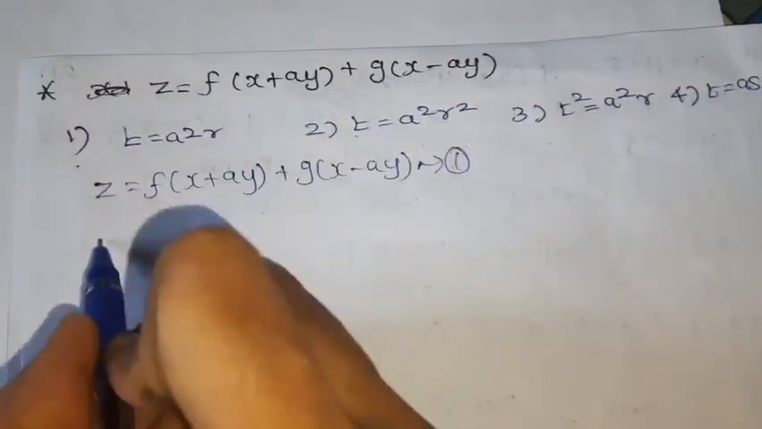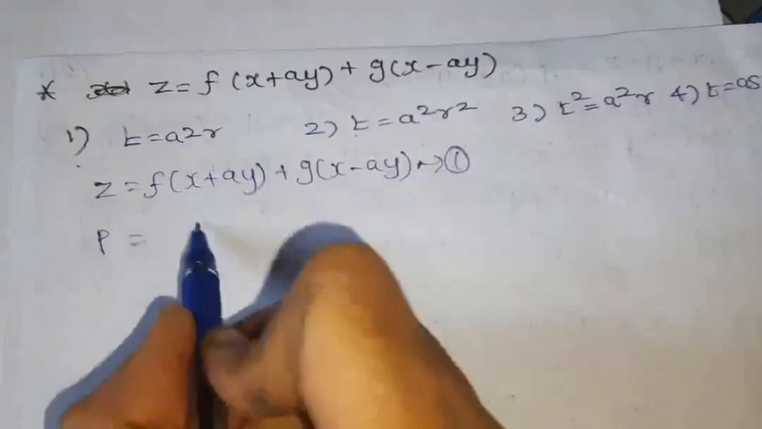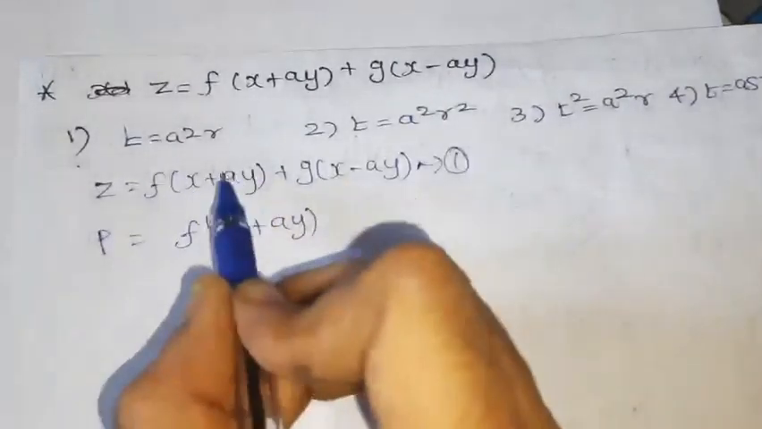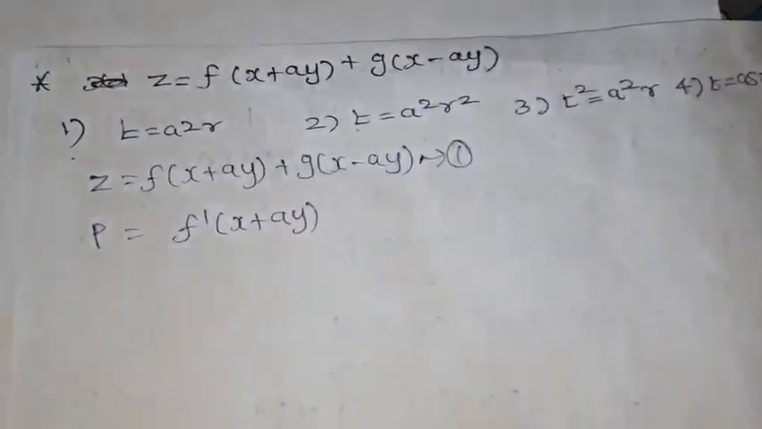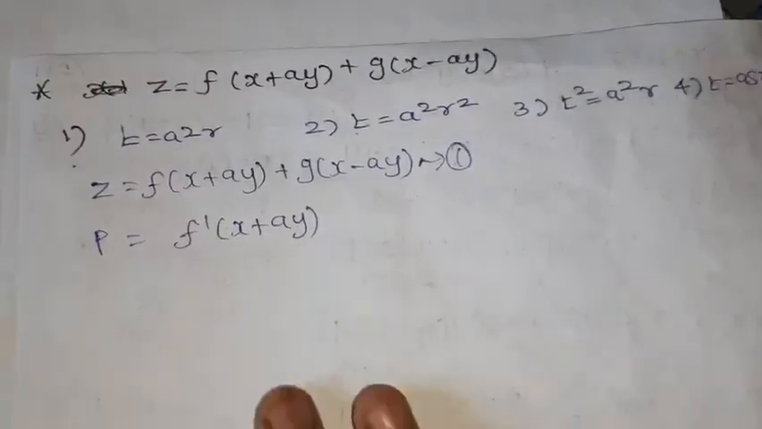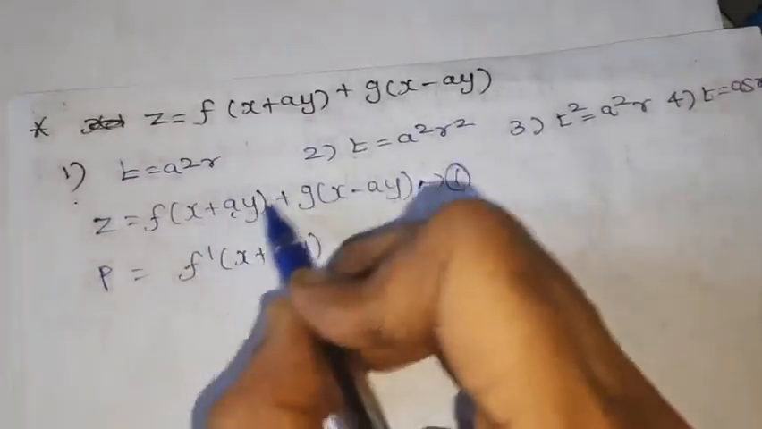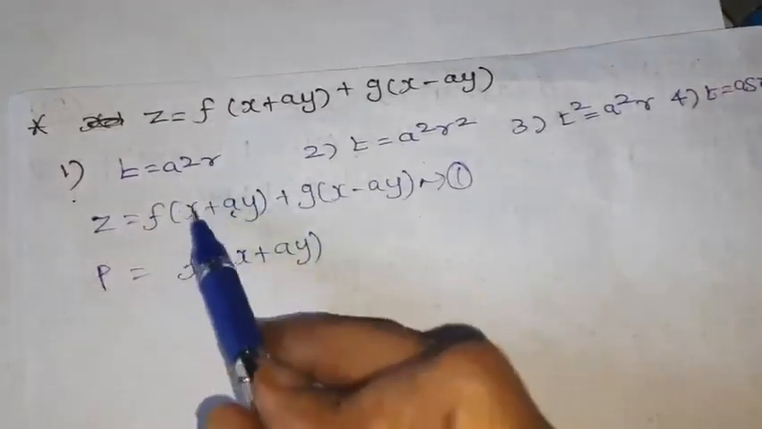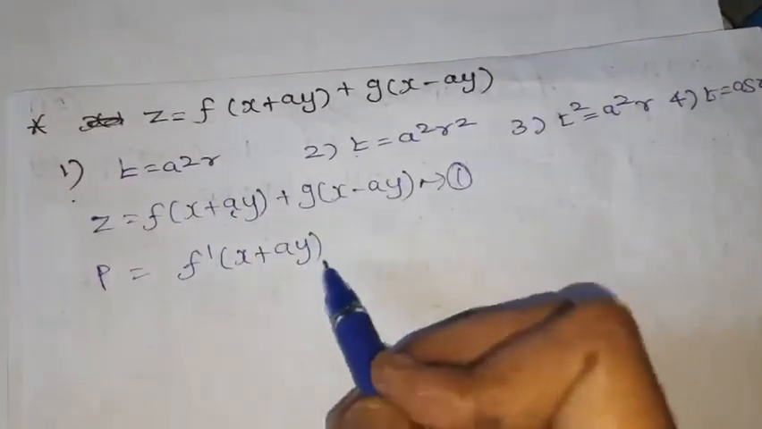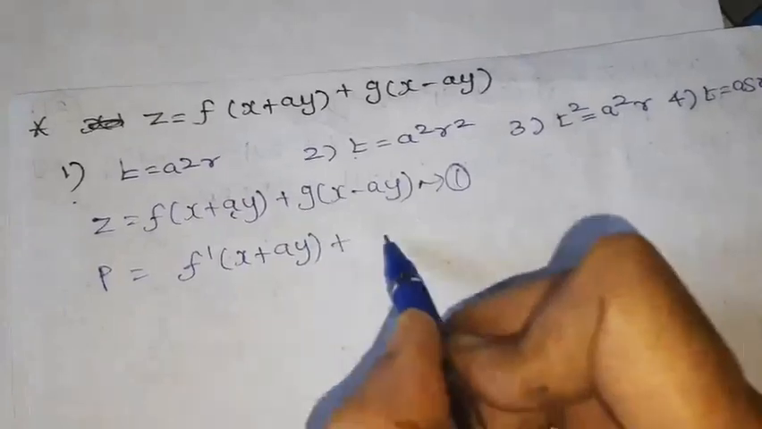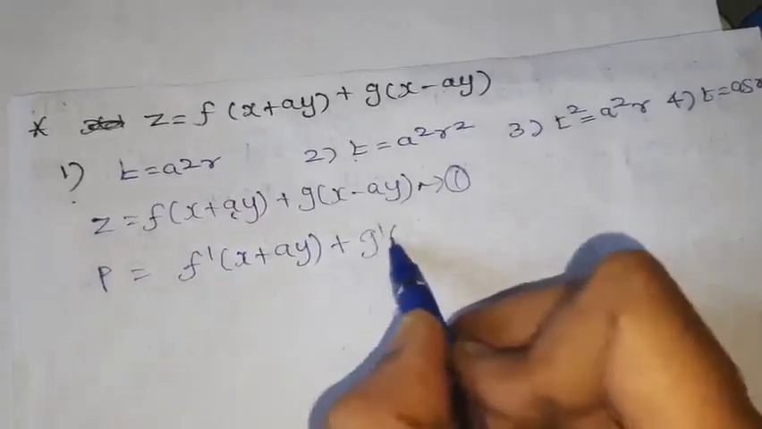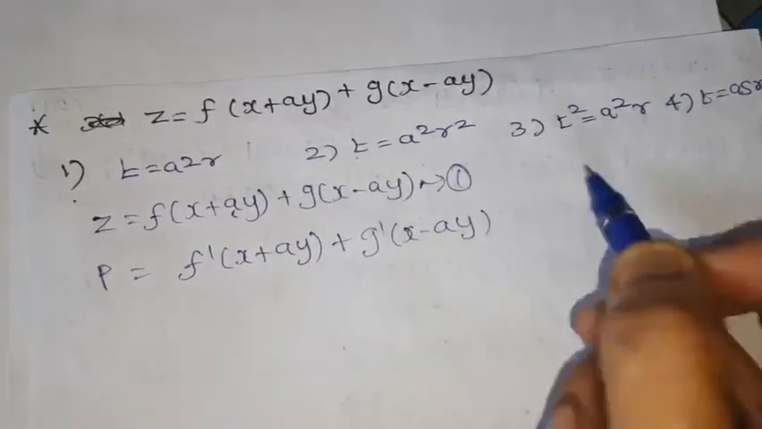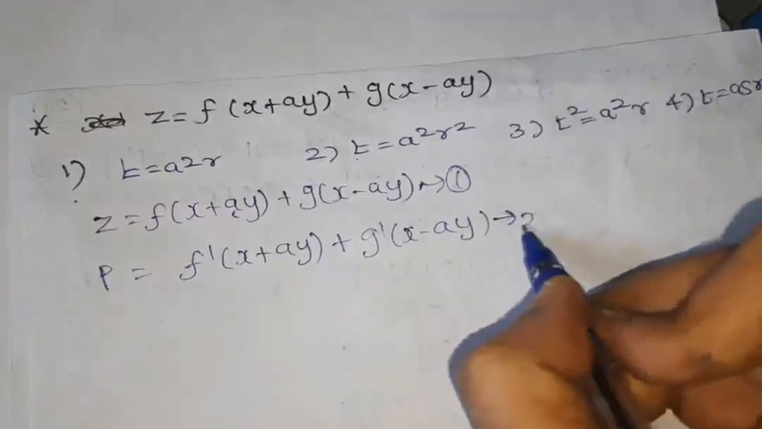So ∂z/∂x is nothing but p. So p = f'(x + ay). In place of the function f, we have x + ay. When we differentiate that with respect to x, we will get 1 only. The y term does not come, and we get 1 only, so into 1, we get the same term. Then when we differentiate g'(x − ay), differentiating x, we will get 1 only. So say it is equation 2.